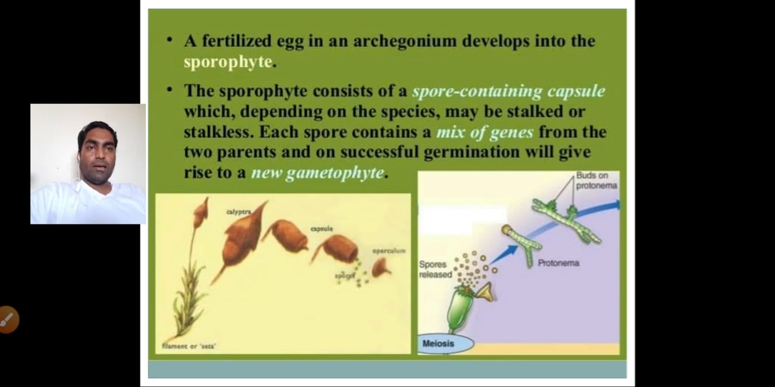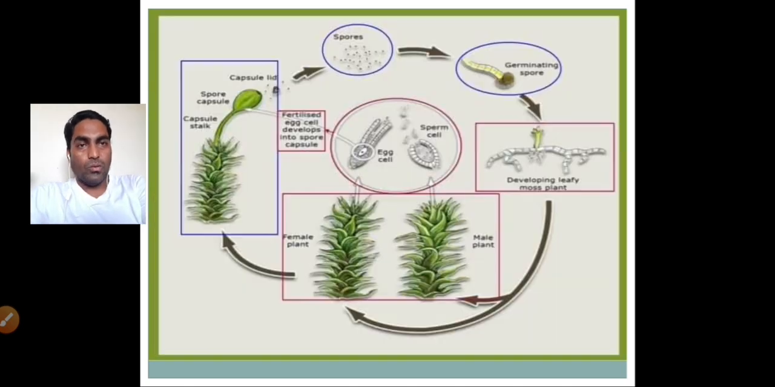Each spore contains a mixture of genes from the two parents, and on successful germination will give rise to a new gametophyte. So, in this way the new gametophyte is formed. Here you can see the alternation of generations, where the gametophytic phase alternates with the sporophytic phase. In this way, two types of life cycles can be observed among the bryophytes.